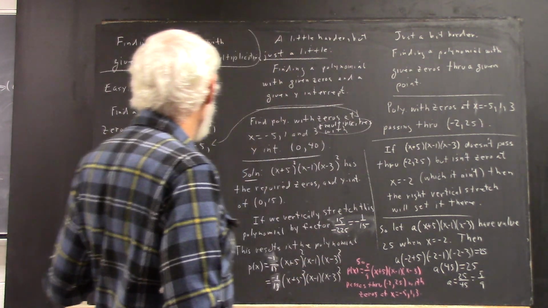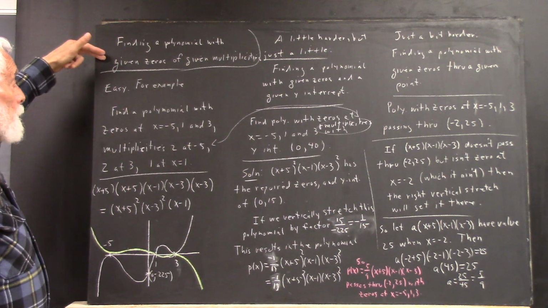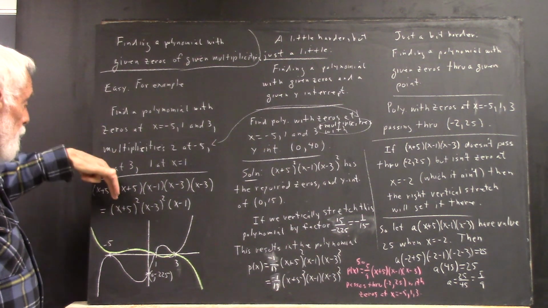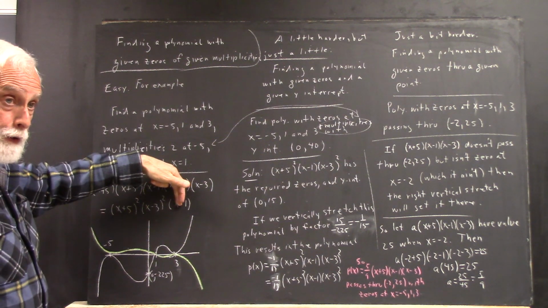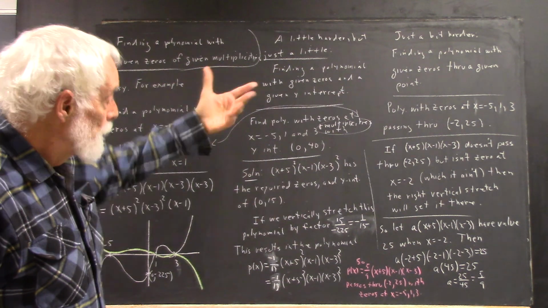Okay, so find a polynomial with given zeros, a given multiplicity. That's very simple. You just put the multiplicity on each zero, and then you proceed as before. Same steps, same ideas.